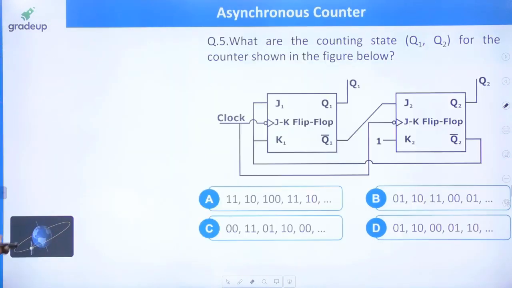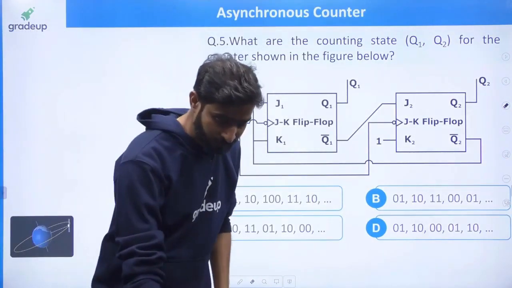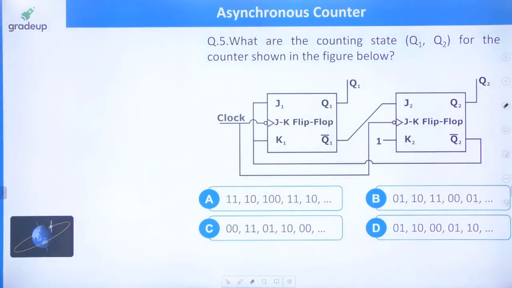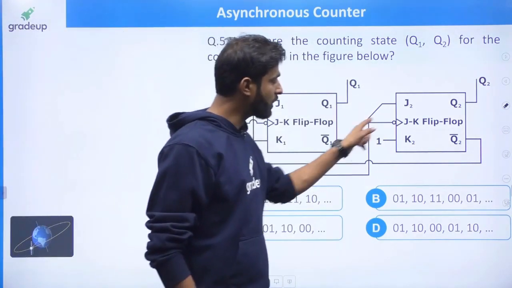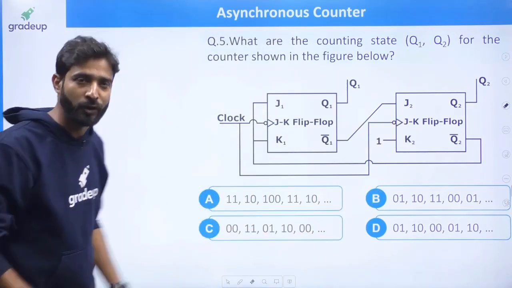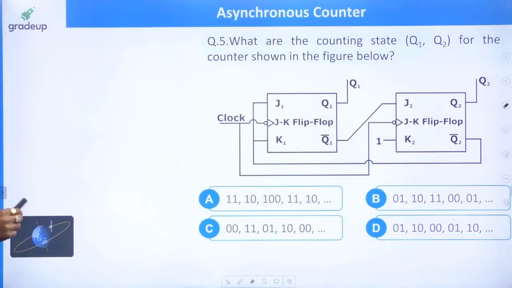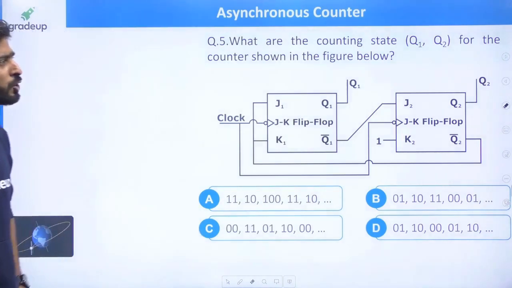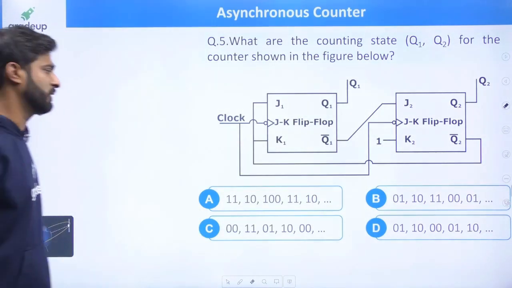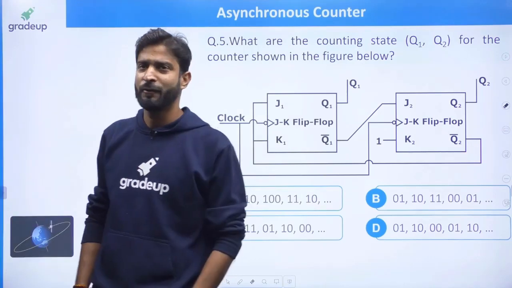Now, for the next question in front of you, everybody just give me the answer. It is also related to the synchronous counter because all the flip-flops are connected to the same clock. That's why it is called synchronous, right? What are the counting states Q1 and Q2 for the counters shown in the figure? Everybody just respond for this question.